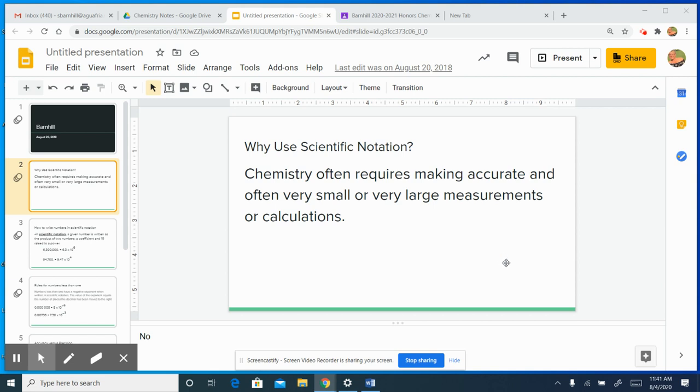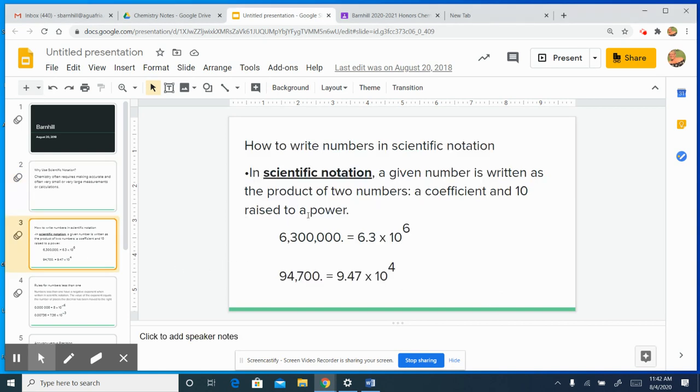Okay, I'm sure everyone here has used scientific notation before, or at least talked about scientific notation in your math classes. In chemistry, it's important because we often have to make measurements that are either very small or very large, and that's why we need to have a scientific calculator so that we can use the exponent function on our calculator. So we're going to briefly breeze through how to write numbers in scientific notation.